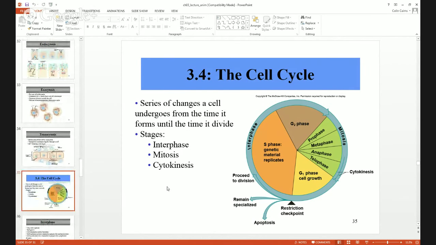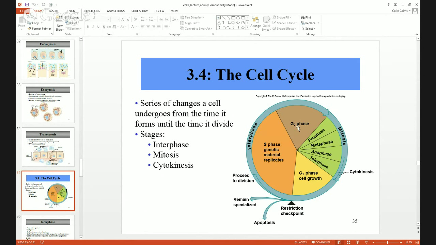Now we'll talk about the cell cycle. These are the series of changes the cell undergoes from the time it forms to the time it divides. We have interphase. We have the G1 phase of cell growth, the S phase of genetic material replicating, and a G2 phase.